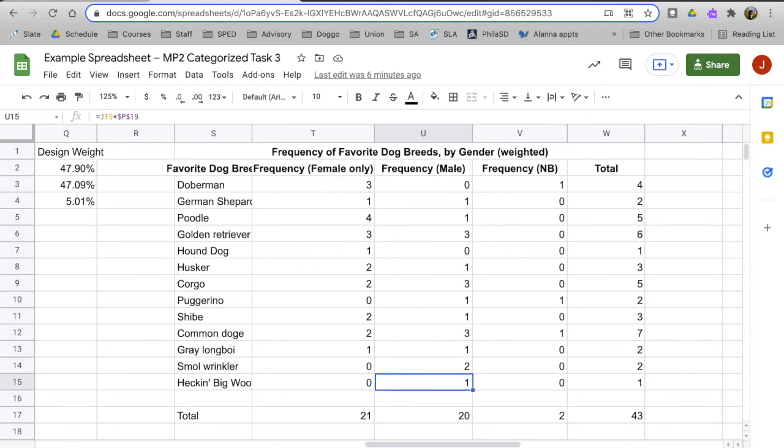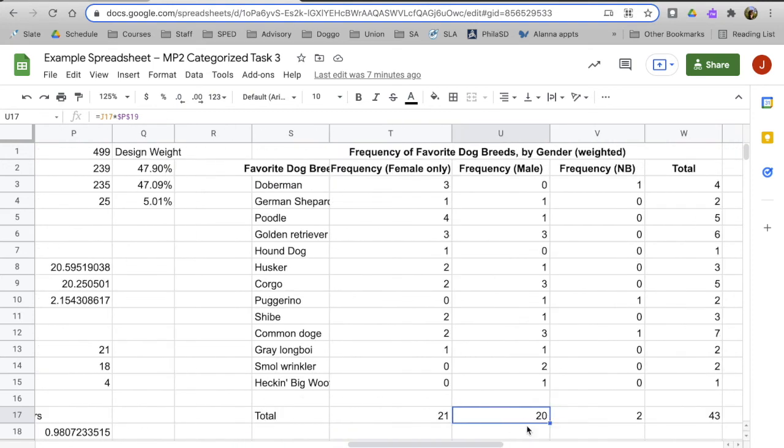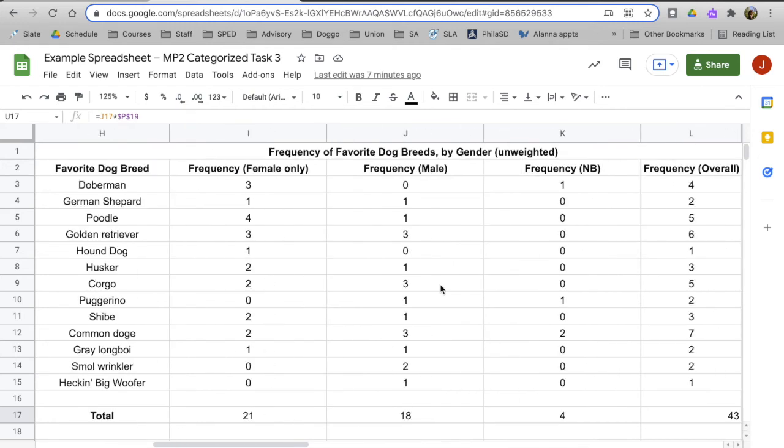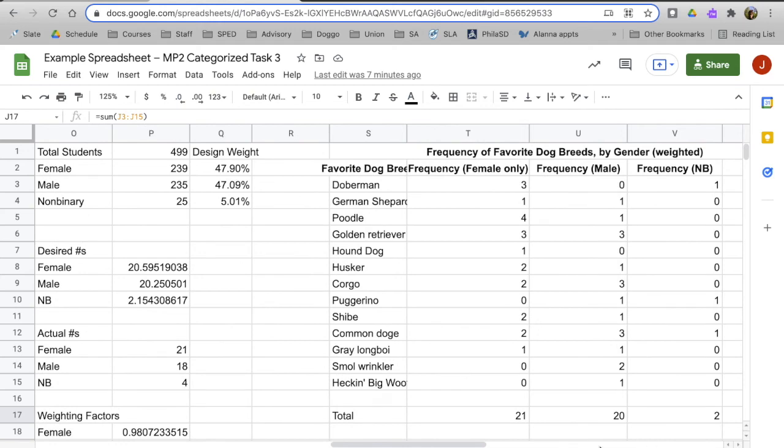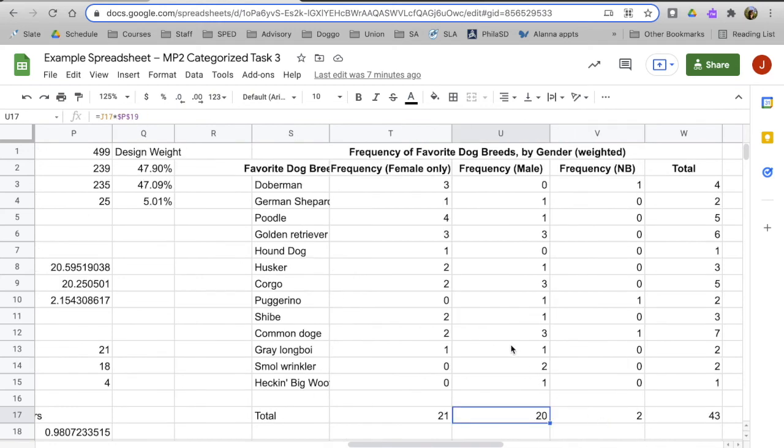We multiplied every single cell in column J that had data for male respondents by the same weighting factor. That included the very last row where we had the total. And so now we have our weighted data. And you can see the weighted data is a little bit different from the original, right? In the original, we had 18 total respondents. The weighted data says actually we should have had 20.